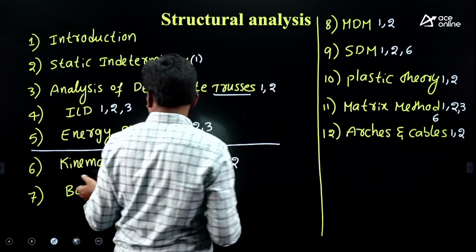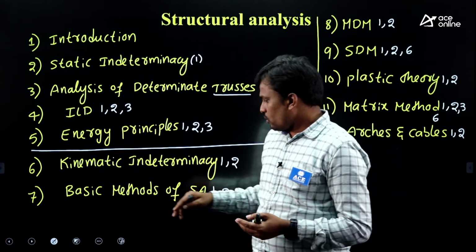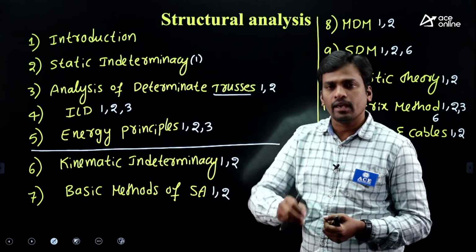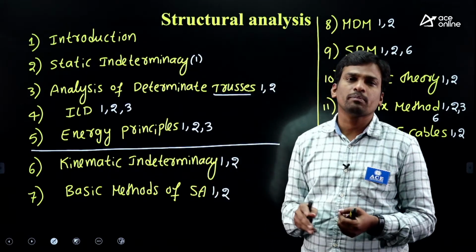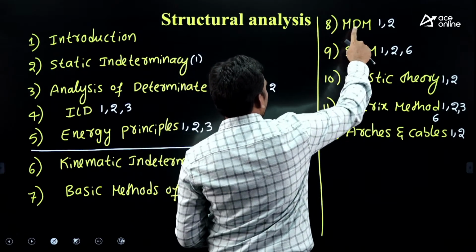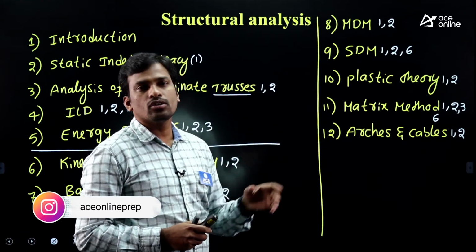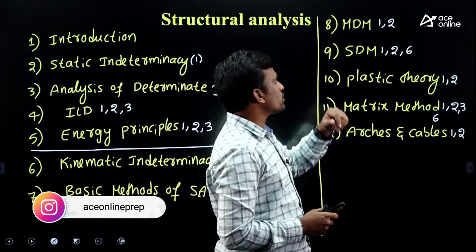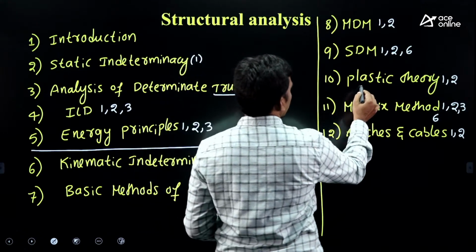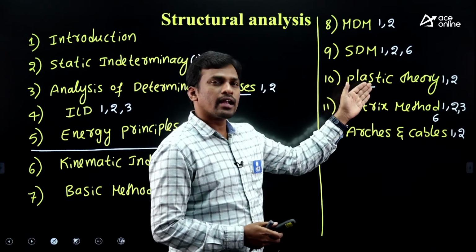Right. Then this is a very short chapter, basic methods of structural analysis. Here, what are the methods we have in structural analysis? Only the methods' names I'll discuss in this chapter. Right. From here onwards, we'll start the analysis part, that is analysis of continuous beams and analysis of rigid jointed frames, using the moment distribution method and slope deflection method. Then students, the 10th chapter is plastic theory. Actually, it is not a structural analysis subject.